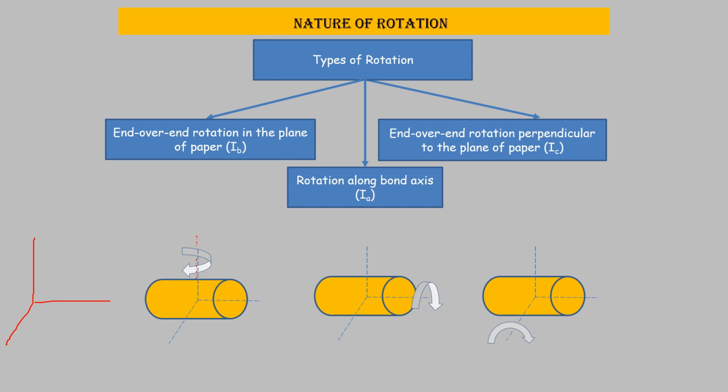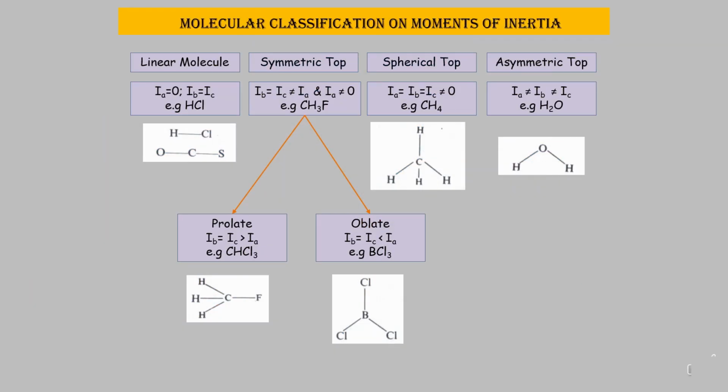IA, which is nothing but rotation along the bond axis, IB, which occurs due to the end-over-end rotation in the plane of paper, and IC, which is end-over-end rotation perpendicular to the plane of paper. According to the relative values of their principal moments of inertia, molecules can be classified into different groups. And to discuss the rotational spectroscopy of any molecule, we need to know the classification of molecules according to their moments of inertia. It can be divided into four categories: linear molecule, symmetric top, spherical top, and asymmetric top.